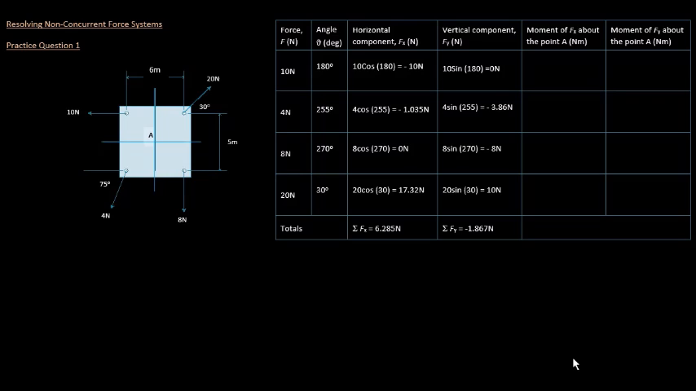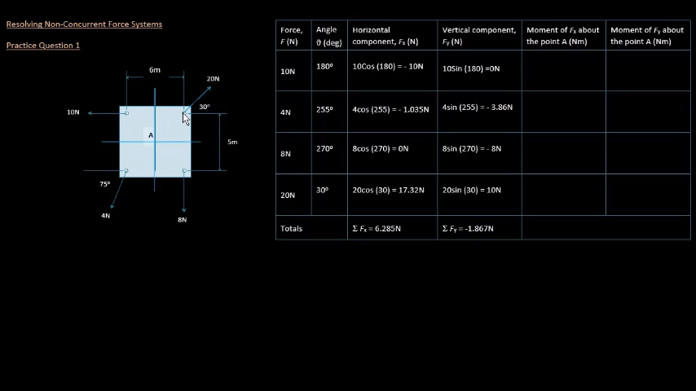Hi, this is the second video on non-concurrent force systems. The first video shows how to calculate resultants on concurrent force systems. The main difference between concurrent and non-concurrent force systems is that on concurrent force systems, all the forces act at the same point on the object. So if this was a concurrent force system, all these forces would be acting at the same point.